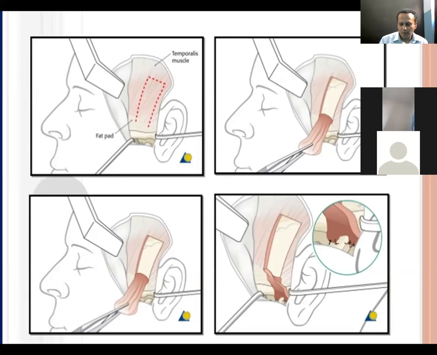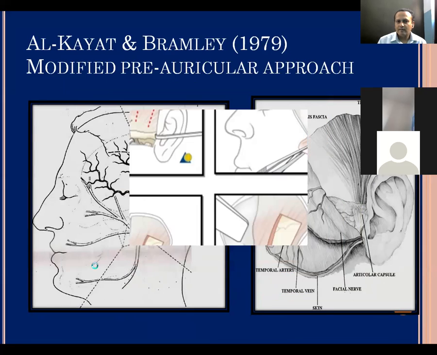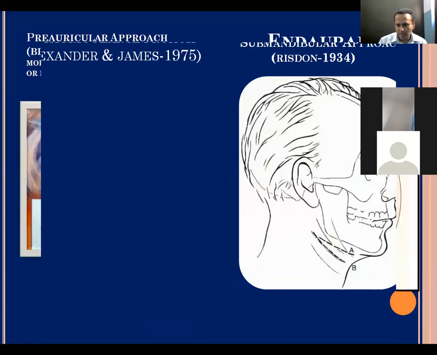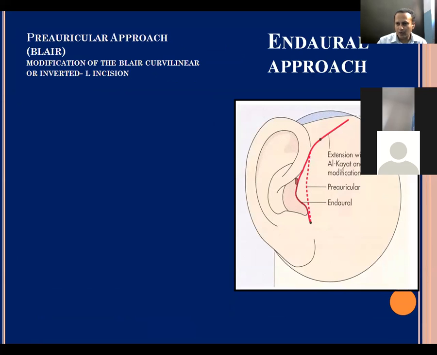Alkayat-Bramley approach. So in this approach, we can remove the ankylotic mass. That is, we can perform the gap arthroplasty as well as the interpositional gap arthroplasty. We can take the interpositional material, that is a finger width flap from here, rotate it, place it and stitch it in the region of gap arthroplasty. So this approach is called the Alkayat-Bramley approach. It's a modification of the preauricular approach.